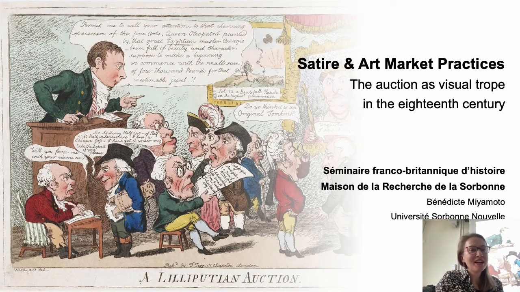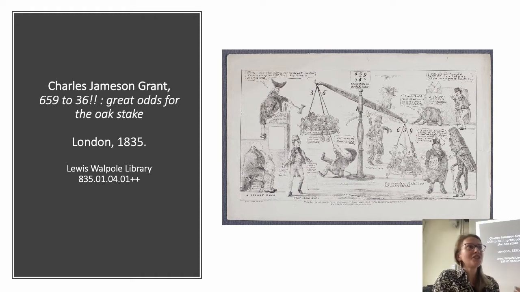So, the auction appears frequently in satirical prints in the 18th century, and I'm going to take you on a journey to discover why this setting was so adaptable to satire and why it became such a well-oiled machine. The satires were adaptable, they became a recurrent visual trope of satire, even to the point of overuse, a bit like another satirical trope, which is the scale of justice.